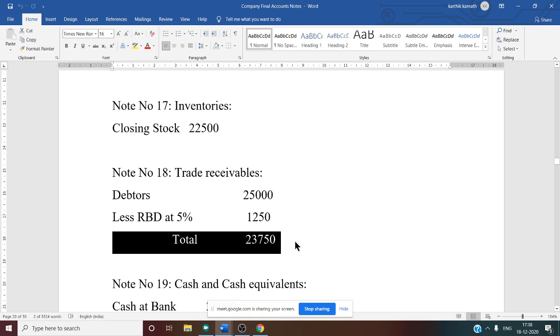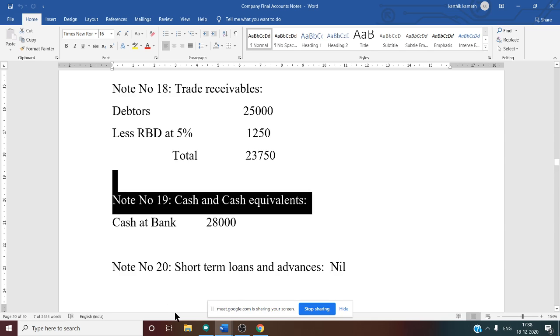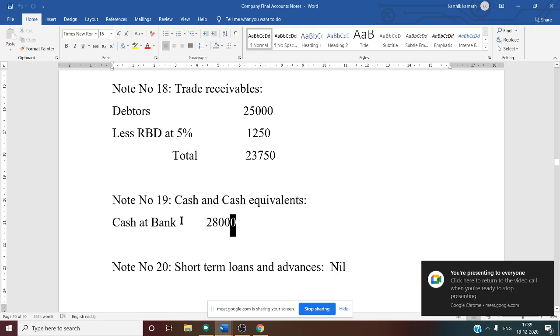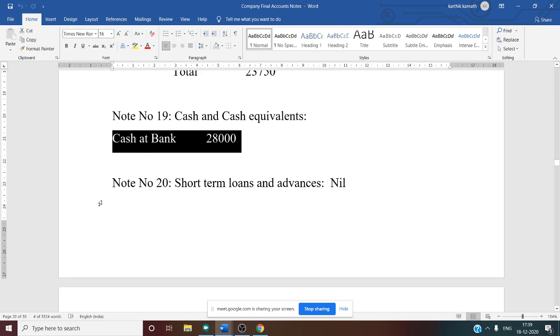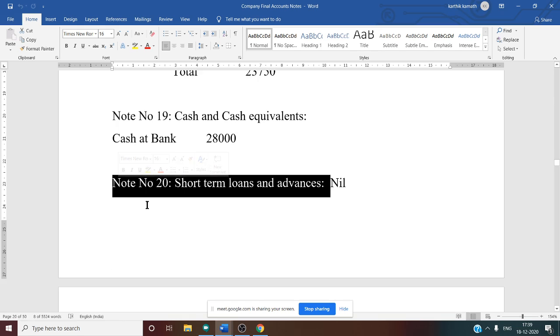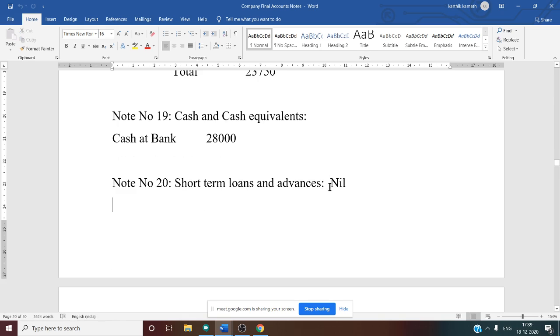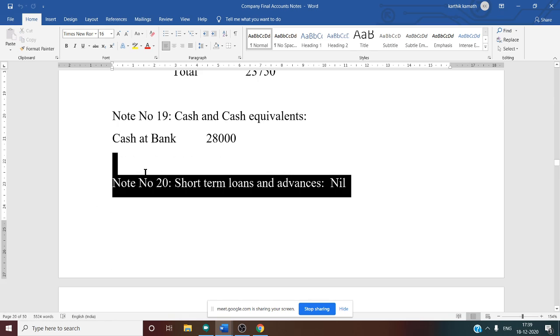Now note number 19, cash and cash equivalent. In this question, cash in hand balance is not given, but cash at bank balance is mentioned. So directly from the trial balance, you can write this information. Cash at bank 28,000. Note number 19 is over. Now note number 20. Note number 20 is short term loans and advance. Short term loans and advance given by the company to a third party or outsider, that is usually less than 1 year, that is not mentioned in the question. That is why it is nil.